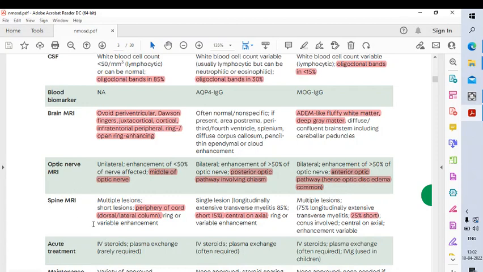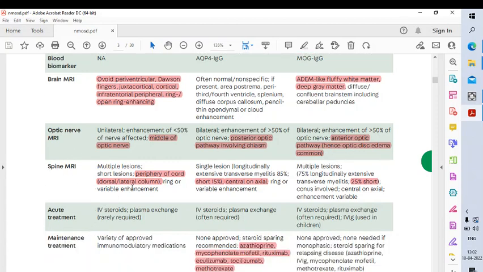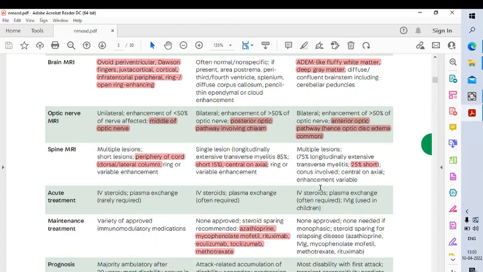In spine MRI, we usually get short segment myelitis in MS, and the periphery of the cord is involved. Whereas in NMO, we have long segment myelitis. Short segment is seen in 15% of cases, and on axial view, the central part of the cord is involved. And in MOG, we have multiple lesions. Longitudinally extensive transverse myelitis is seen in 75% of cases and short in 25% of cases. The most important point is that the conus is involved in MOG.